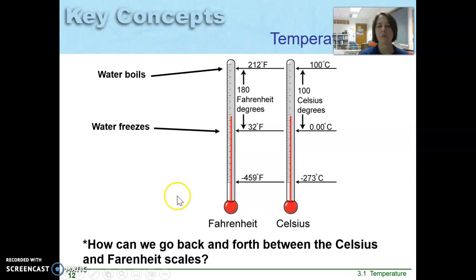So how do we go back and forth between the Celsius and the Fahrenheit scales? We're probably not going to get into that equation because we're mostly going to be dealing with Celsius and Kelvin in science. You should know, and if you don't, write it down, that water freezes at 0 degrees Celsius and water boils at 100 degrees Celsius, and absolute zero is negative 273 degrees Celsius. If you don't know that water boils at 212 Fahrenheit and freezes at 32 degrees Fahrenheit, I'm not going to test you on it. It's just a good thing to know for life.